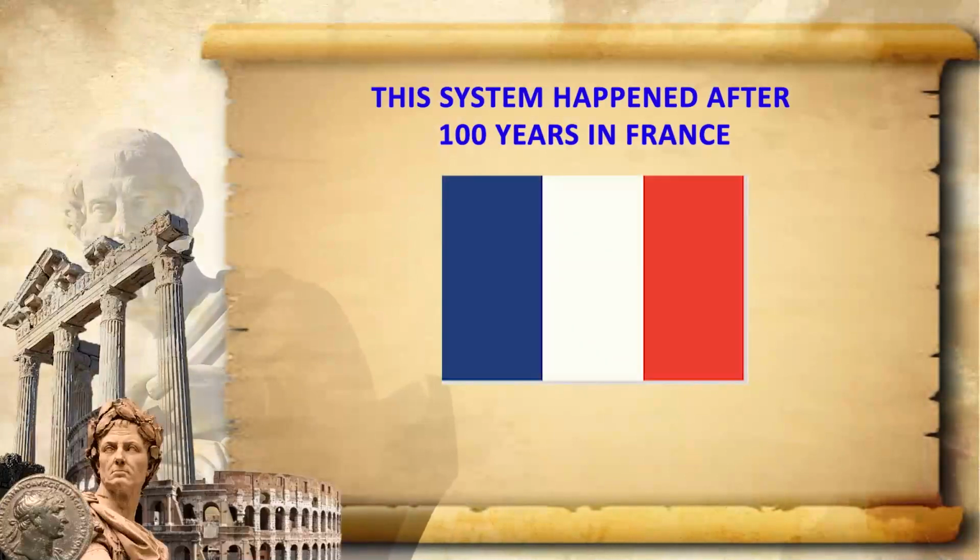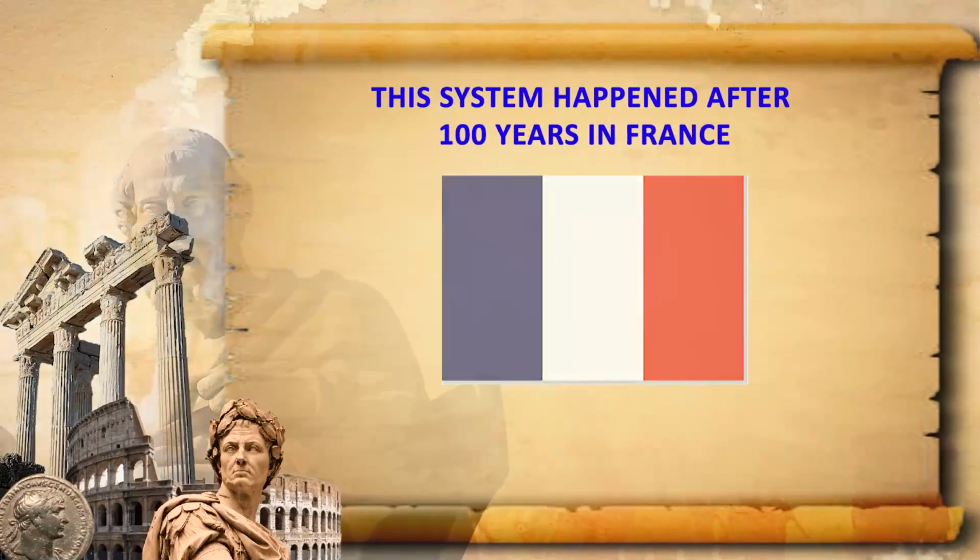It was the first sign of the establishment of a democratic system. The democratic system was established because the people wanted more power. This system happened after 100 years in France. In England, the transfer of power was rather peaceful, but in France, it was rather violent.